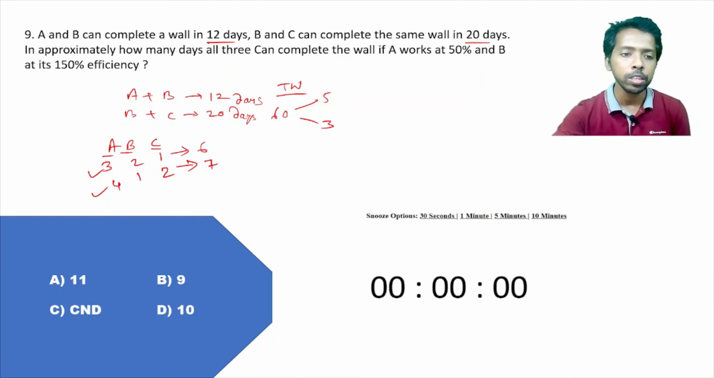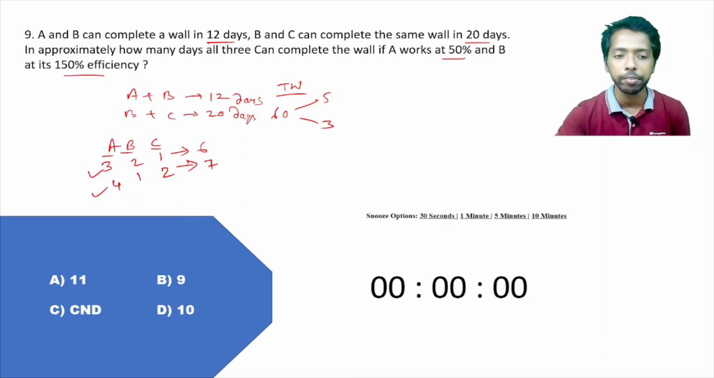So in approximately how many days can all three complete the work if A works at 50% and B works at 150% efficiency? That means on the basis of original efficiency it's talking about. But all these things are given to confuse you, so that you may fall in the trap and just mark the answer except C and D. Okay, so here again the answer is C and D.